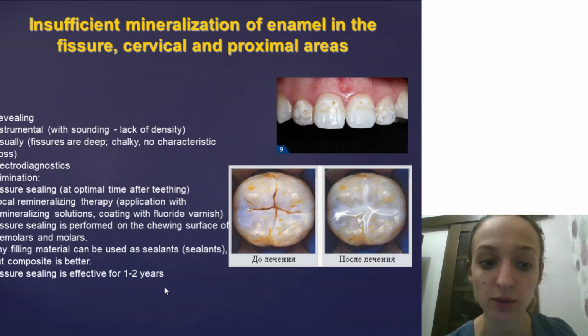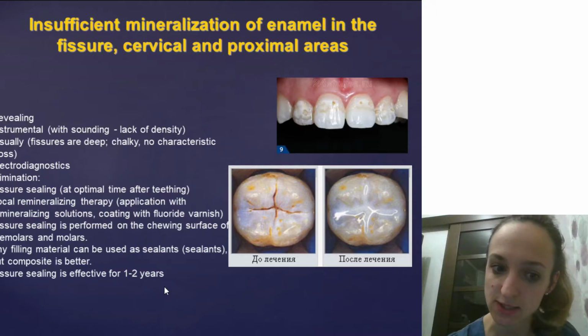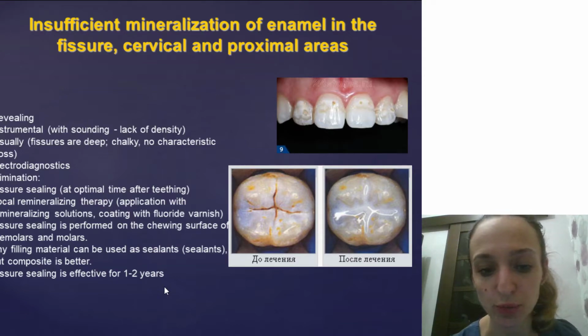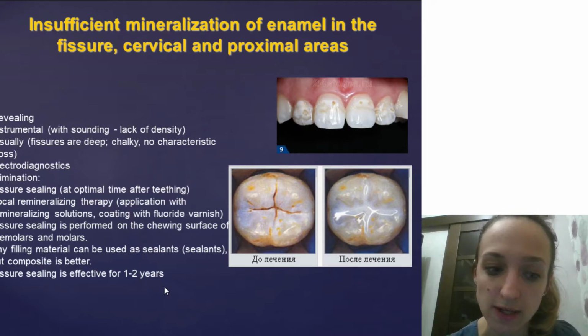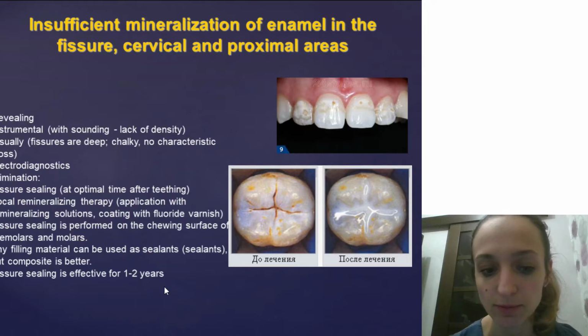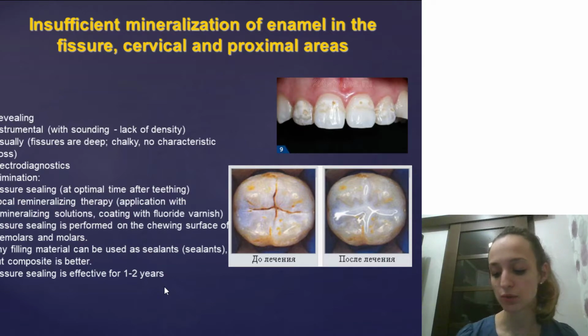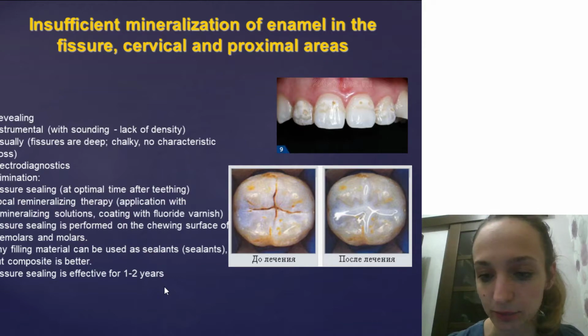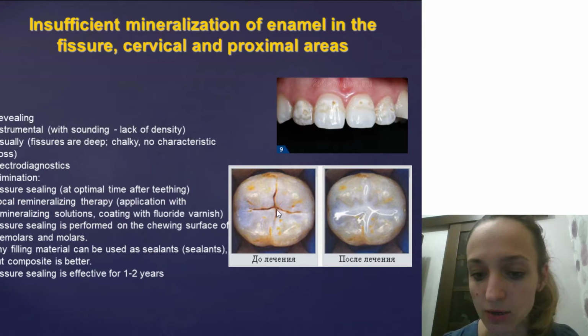Then local remineralizing therapies. It can be application of remineralizing solutions, coating with fluoride varnish, and fissure sealing is performed on the chosen surface of premolars and molars. Any filling materials can be used as sealants, but composite is better, of course, and fissure sealing is effective for from 1 to 2 years. It is done at the start of treatment and after treatment.